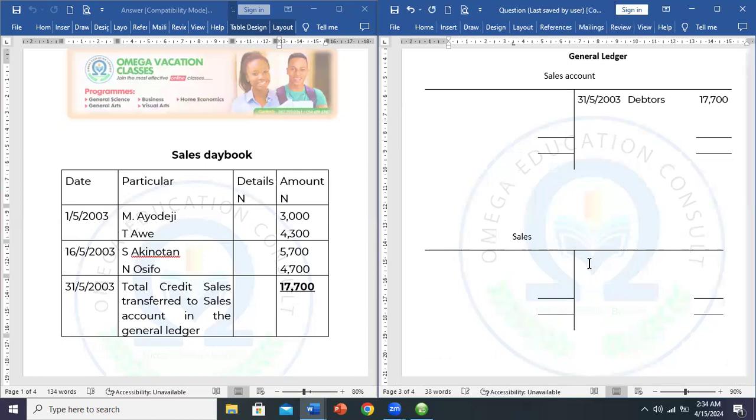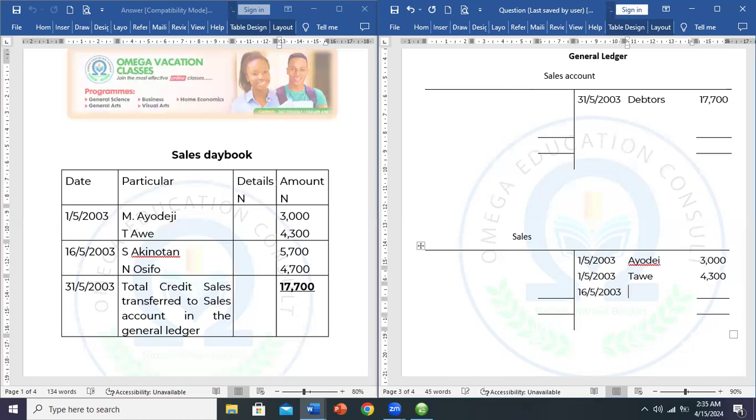So under normal circumstance, if you have your sales account, you have 1st May 2003, Ayodeji. Then you put the amount there, 3,000. Then you come to another credit on 1st May 2003. That will be T Away, 4,300. Then you do same for S. Akinota, 16th May 2003. I'm just doing this for you to understand something.